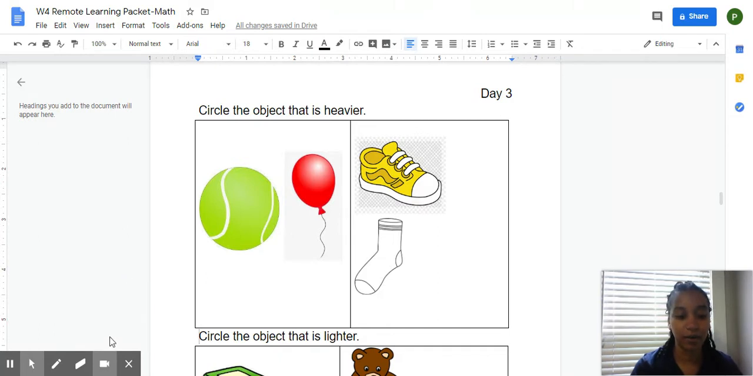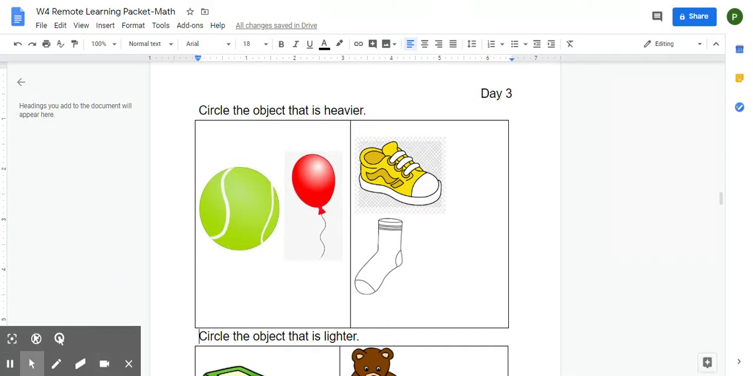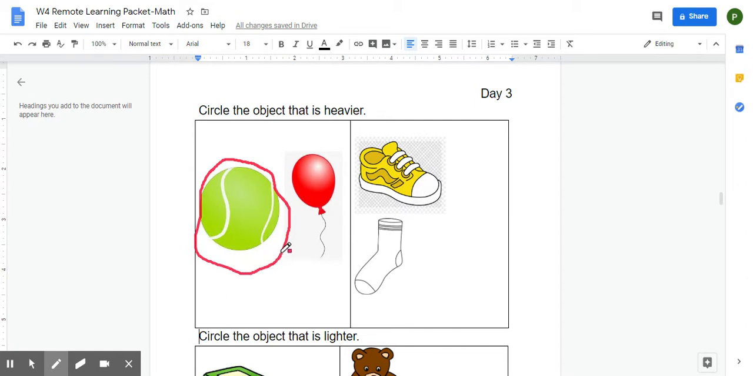Okay, let's take a look at our work. You are going to circle the object that is heavier. So looking at your first box, what is heavier? A tennis ball or a balloon? Say a tennis ball is heavier than a balloon. Then I'm going to do the same thing here with a sock or a shoe.